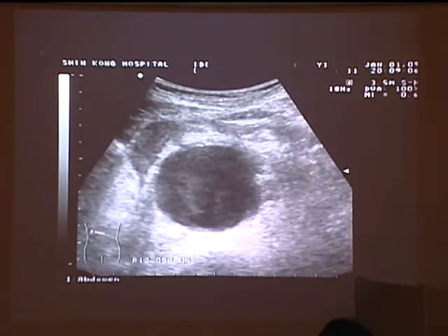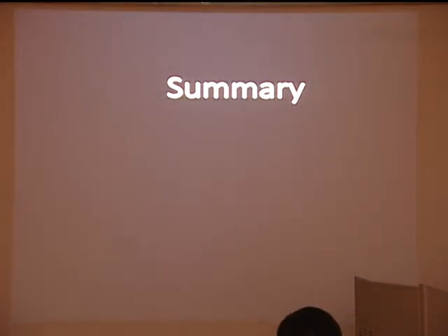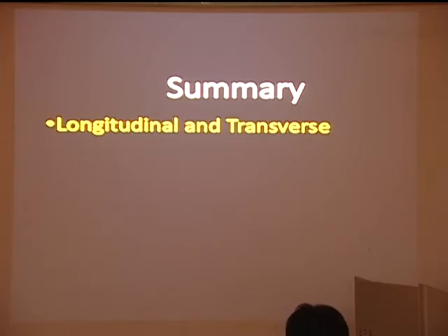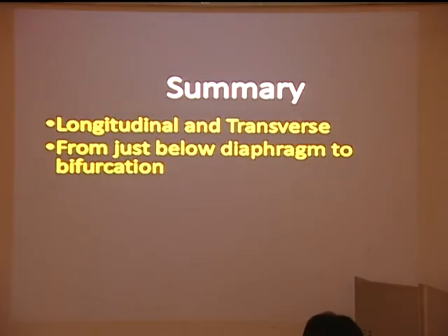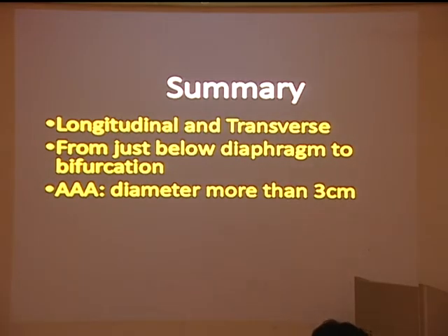So it's quite important to scan for abdominal aortic aneurysm in older patients. We must know that we have to measure the aorta and scan it in longitudinal and transverse views, from just below the diaphragm to the bifurcation. And abdominal aortic aneurysm is an outer diameter greater than 3 centimeters.